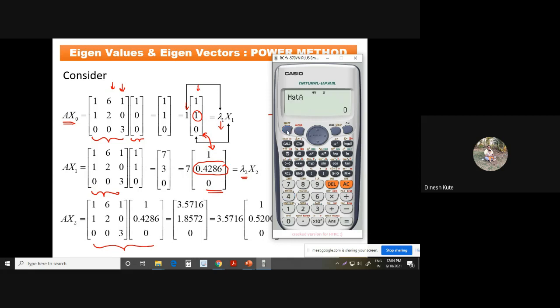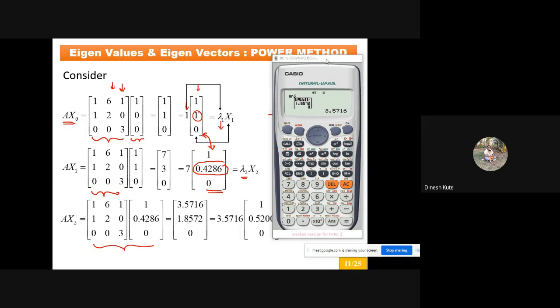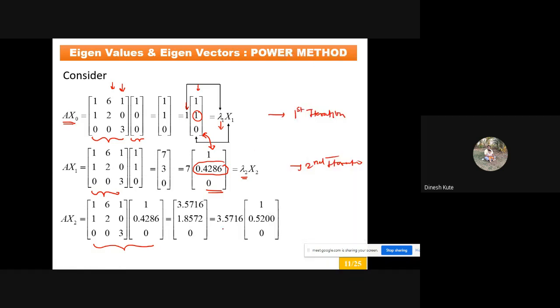So mat A, that original matrix, and our new matrix is mat B, and just take this product. This will be 3.5716. Next is 1.8572, and next entry is 0. And in the next step, again we have to take the largest eigenvalue common, or largest magnitude value common with sign, but here all the signs are positive, okay, and in bracket what you get here is 1, the next entry is 0.5200, next entry is 0.